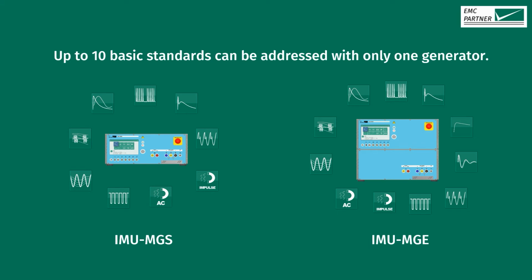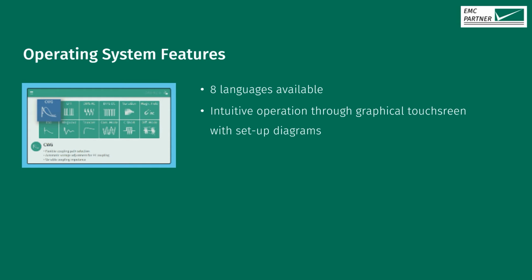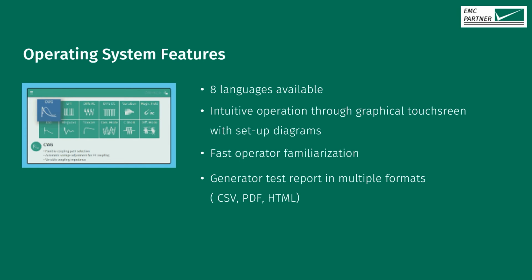Let's talk about the software and hardware benefits of our IMU test systems. Here are a few benefits of the operating system. 8 languages available. Intuitive operation through graphical touchscreen with setup diagrams. Fast operator familiarization. Generator test report in multiple formats like CSV, PDF, HTML, and the data is accessible through the integrated web server or USB memory stick. Now let's switch to the hardware highlights.